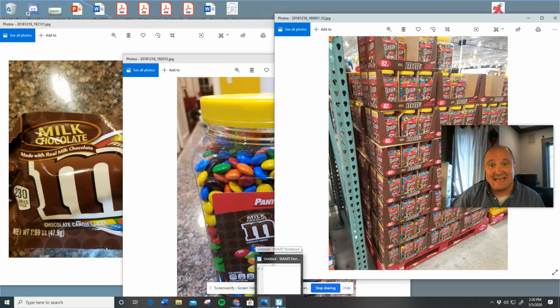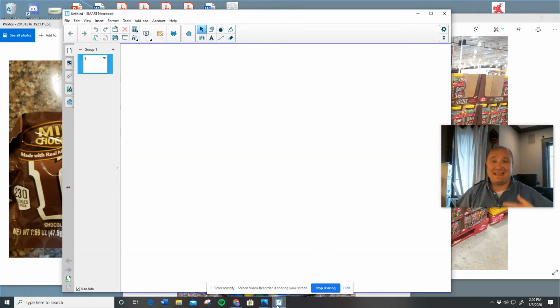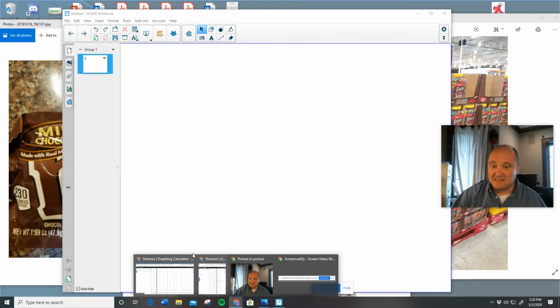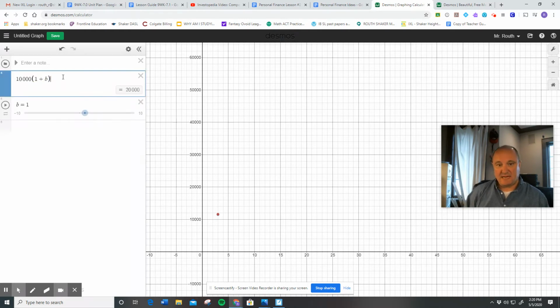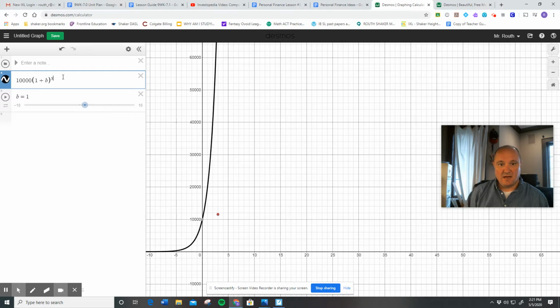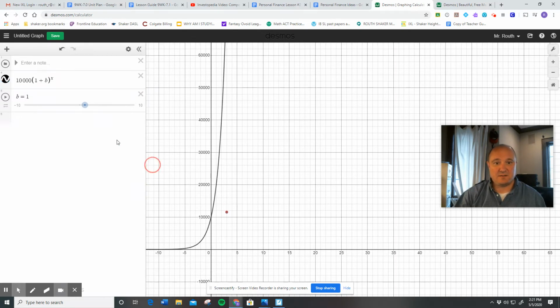Compound interest is exponential growth. Now, it's not doubling every year or something like that, but once it gains momentum, it still grows really, really fast. So I can model that with a simple equation like, okay, so we started with $10,000. We'll do 1 plus whatever the interest rate is. We'll call that B, and we'll add a slider. And then we take that to the power of X, where X is the number of years.